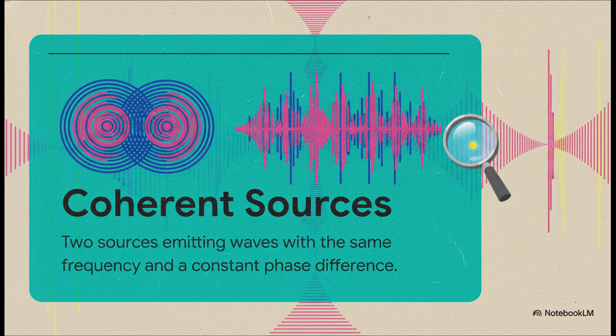But hold on, before we look at the results, there's a catch, a really important one. The experiment only works if the light coming from the 2 slits is coherent. Now, what does that mean? It means the light waves have to have the exact same frequency and a perfectly steady phase relationship. Think of it like 2 drummers hitting their drums in perfect, unwavering sync. Without that perfect timing, the whole effect just disappears.